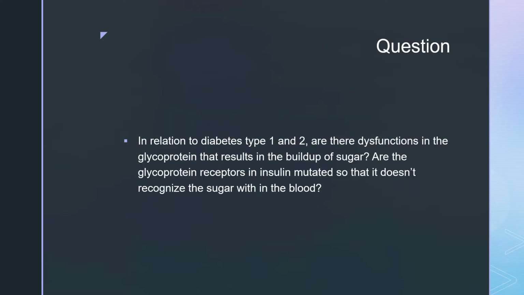Ending my presentation, I have a question regarding the role of glycoproteins. My question is, in relation to diabetes type 1 and 2, are there dysfunctions in the glycoprotein that result in the buildup of the sugar within the blood? Are the glycoprotein receptors in insulin mutated so that it doesn't recognize the sugar within the blood?